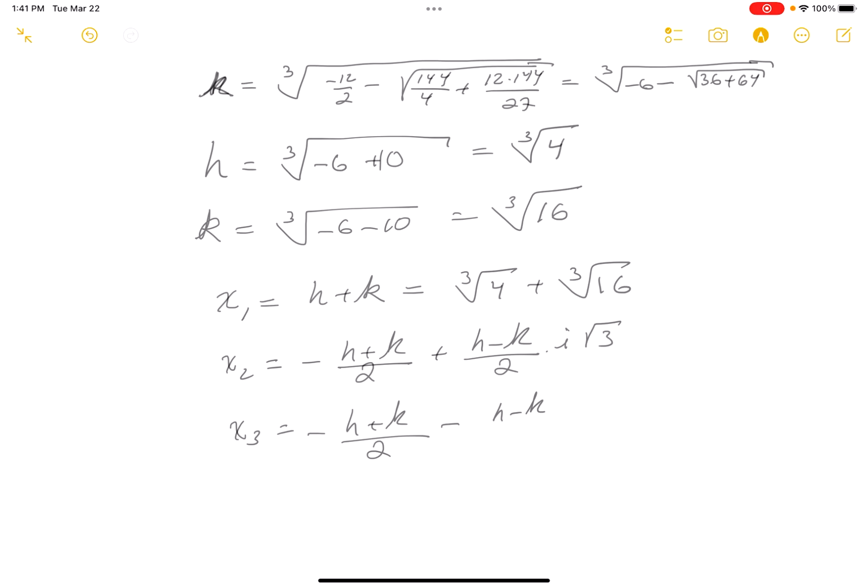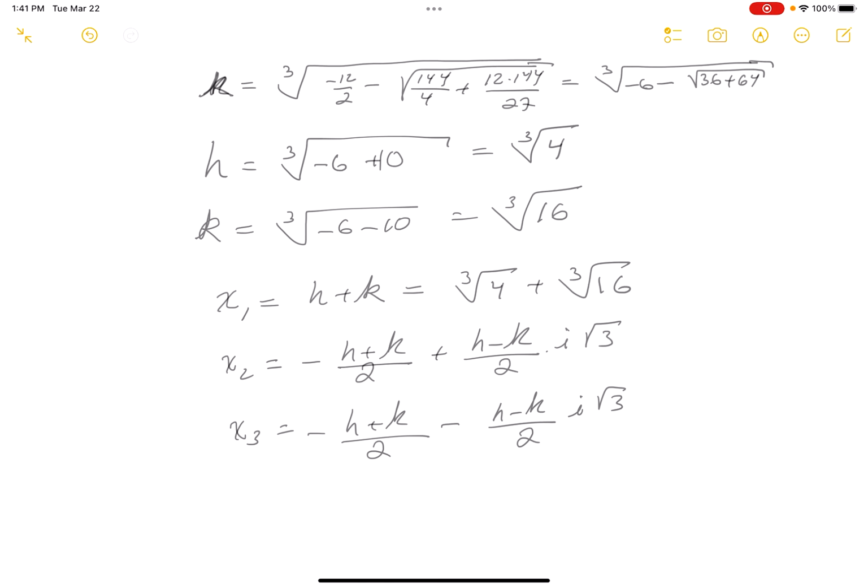H minus k. I wish there were nicer numbers, you know? And what do you get there? Over 2, right? And then it's going to be i root 3. All right, time to do some computations. And certainly I'd like to get h plus k first because it looks easy to get. Now, when I say easy to get, let me write it down.